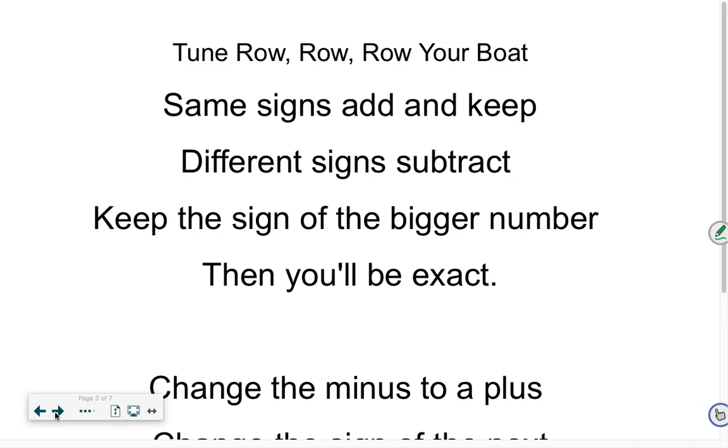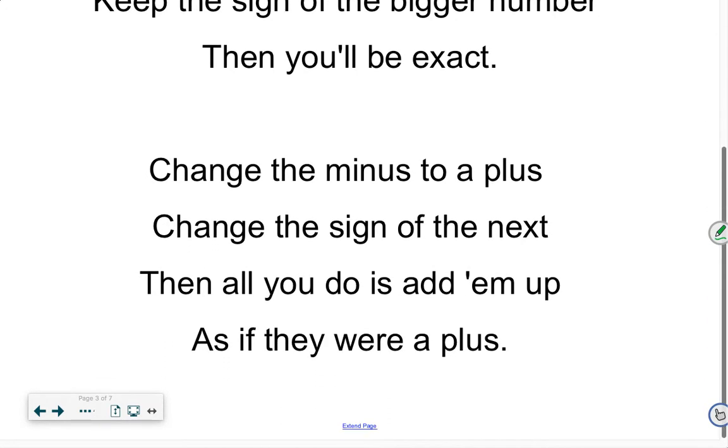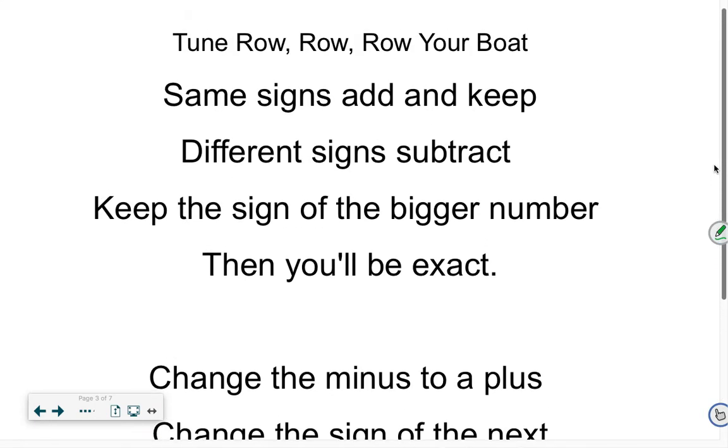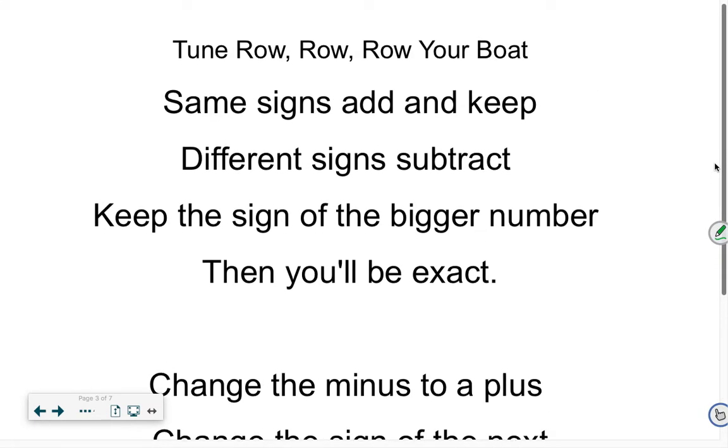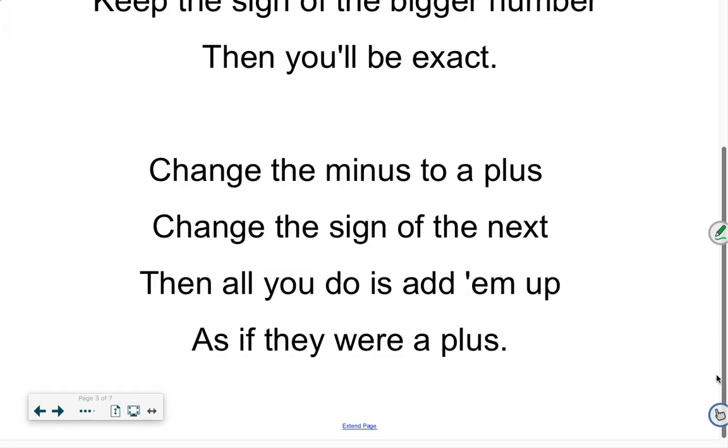We know the rules, don't we? Let me hear it. Sing. Same sign, add and keep, different signs subtract. Keep the sign of the bigger number, then you'll be exact. Change the minus to a plus, change the sign of the next. Then all you do is add them up as if it were a plus. This is like the second verse. See, we got a second verse that we can use if we choose to.